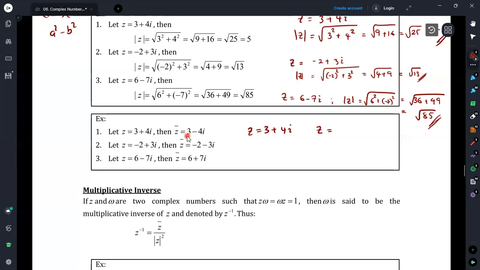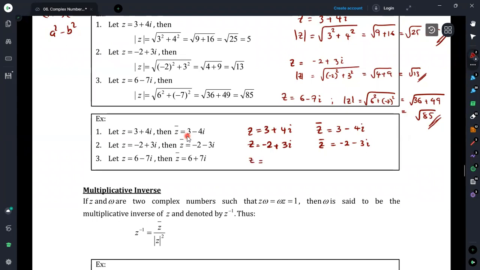Then the conjugate can be written as z bar, with no change in the real part, but the connecting sign will change. Since it is connected with a plus sign, it will become minus, so it is written as 3 minus 4i. Then for the second example, minus 2 plus 3i, z bar keeps minus 2 as it is, then plus 3i is rearranged as minus 3i. The plus sign changes to minus.